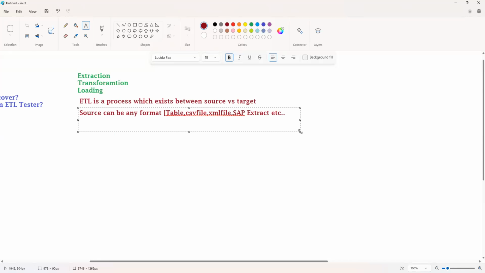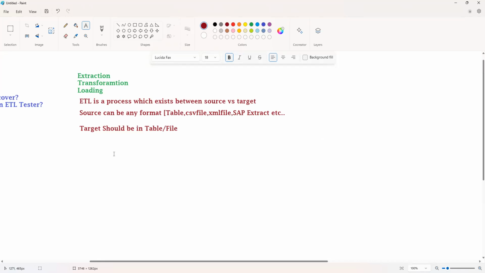Source can be anything, but if you are building a data warehouse, the target should be in tabular format. It can be a table. If we go with big data, it can be a file as well. So, are you clear?